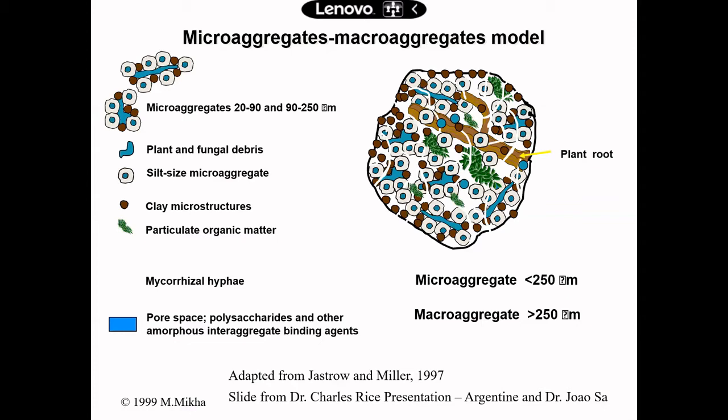The macroaggregate is just a bunch of microaggregates. You've got some plant debris, some fungal debris. You might have some silt-size microaggregates, some clay microstructures, and all these are kind of cemented together to give us real good soil structure. That's what we're looking at. And then you'll have some pore space in there and some water that's being held in these macroaggregates.